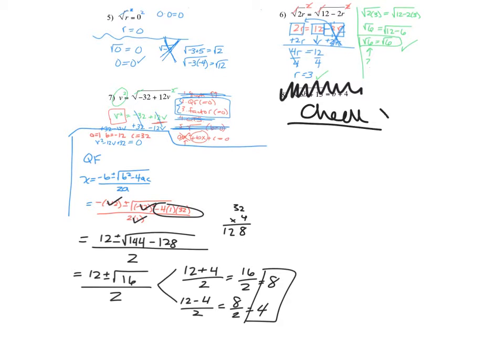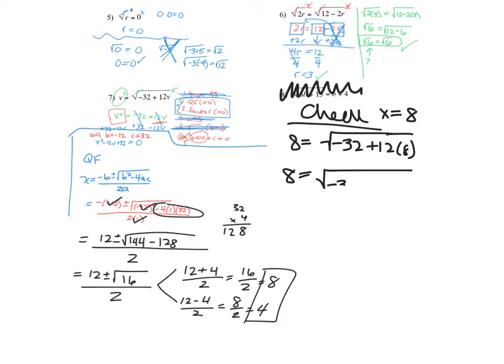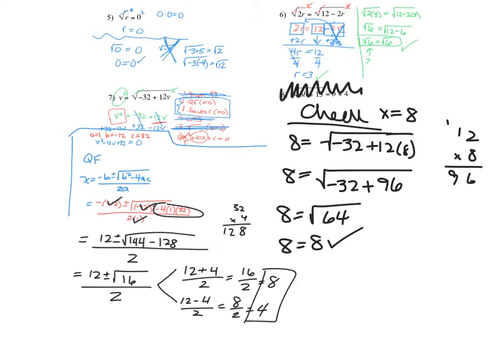So let's first start off with x equals 8. Let's see if that works. So we've got 8 equals, and we're going to plug this into the original, negative 32 plus 12 times 8. 8 equals square root of negative 32 plus, multiply first, let's see, that's 8 times 12, 96. So 8 equals the square root of, looks like 64. All right, that worked out perfectly. So 8 is definitely an answer.